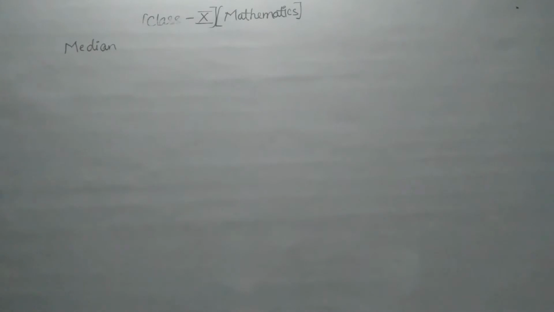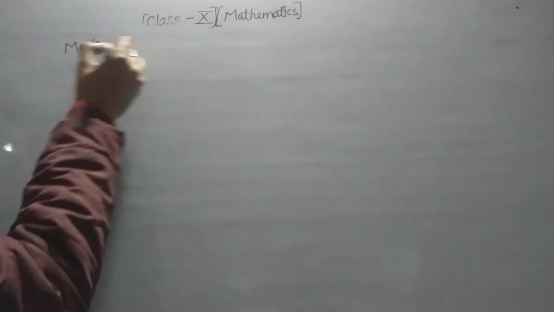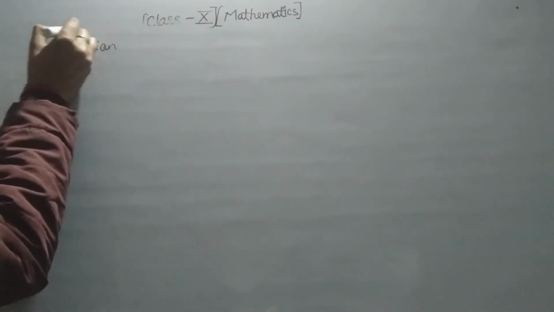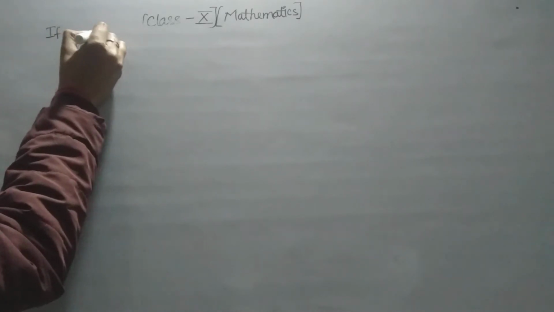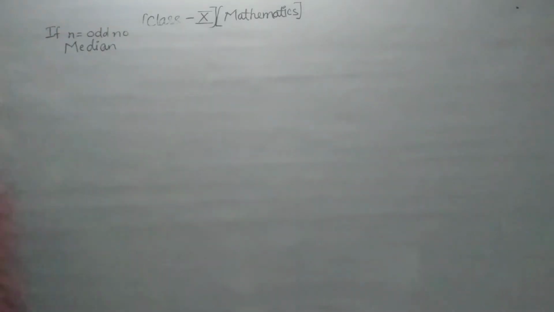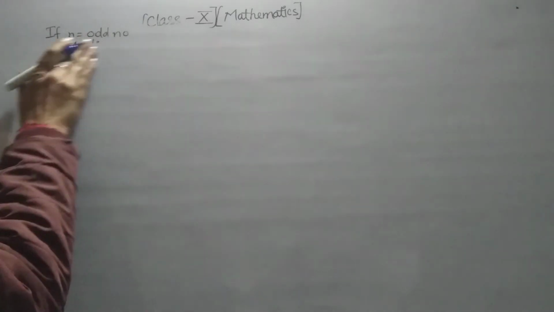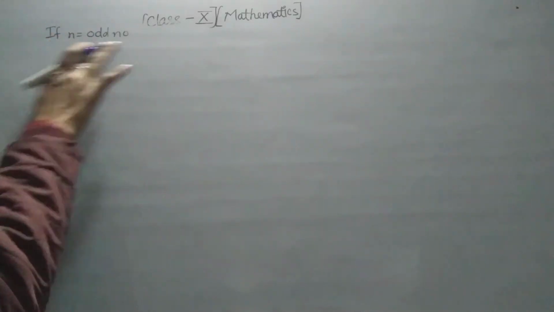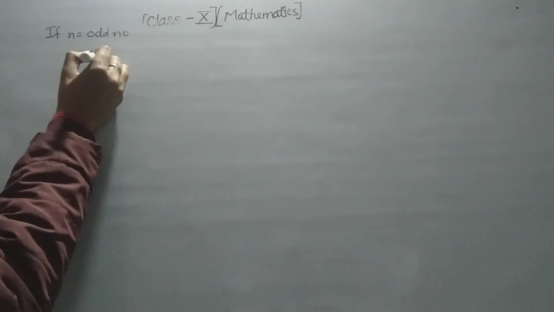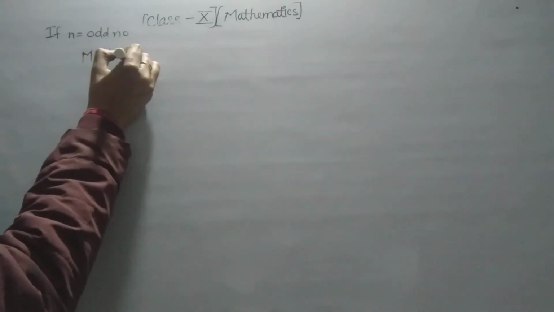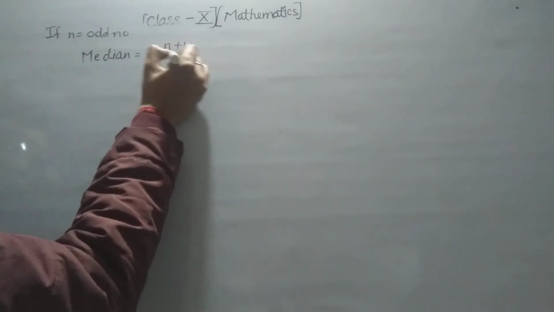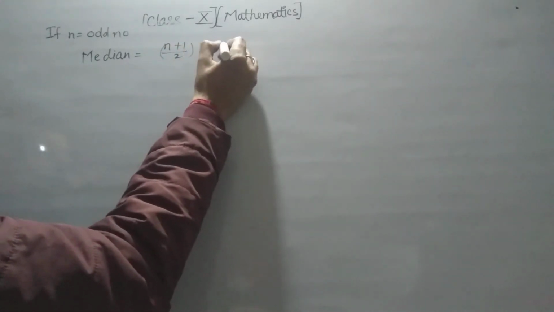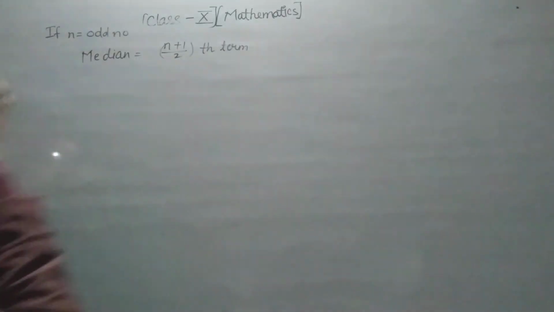So median is nothing but you read this formula in the previous classes. If n is equal to an odd number, then what is the formula of median? So median is equal to the (n plus 1) upon 2 th term. So by this way you have to find the median.